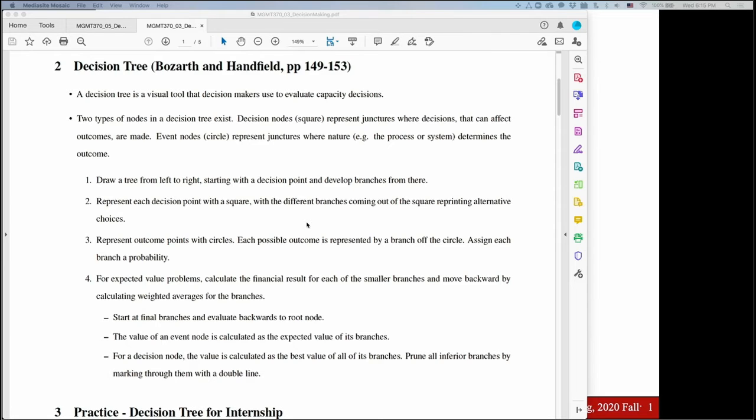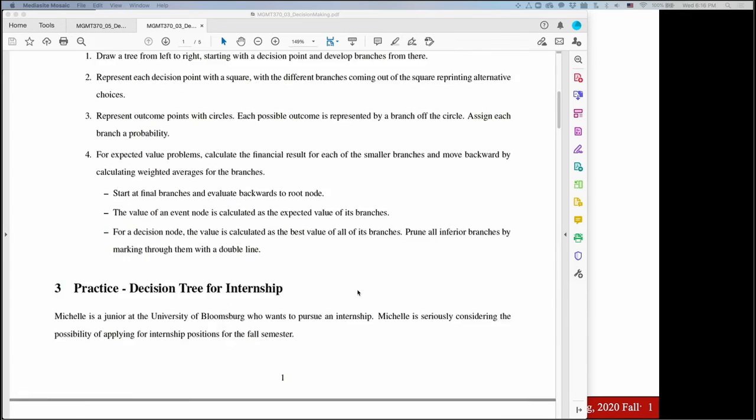And if we have a decision tree, now we have to solve this decision tree. How? We have to roll back, and we have to move back from the end of the decision tree, meaning the leaves. So we have to start from the final branches and final leaves, and we have to evaluate backward to the root node. If we have a decision node, then we have to choose the best one. Otherwise, if we have an event node, we have to calculate the expected value of each branch. So that's the basic idea. And we will solve one problem.